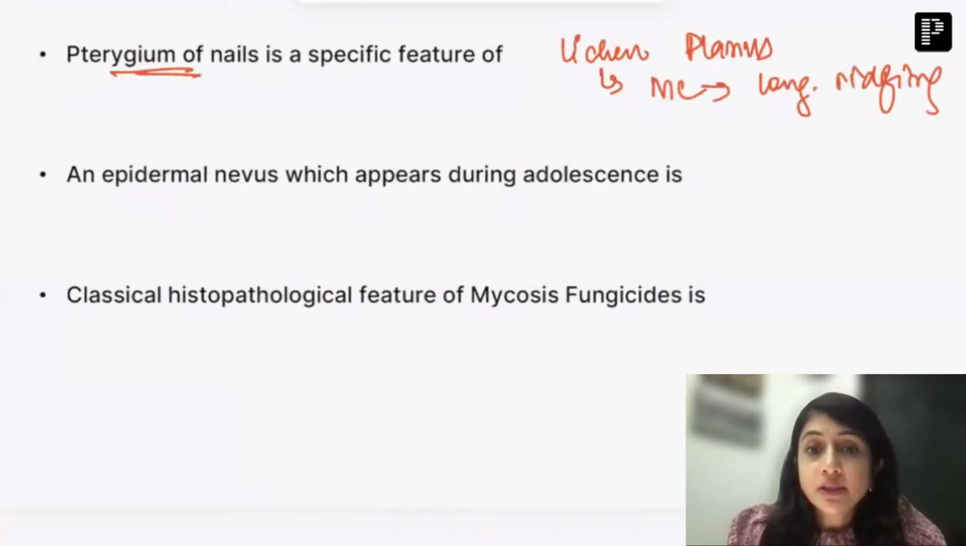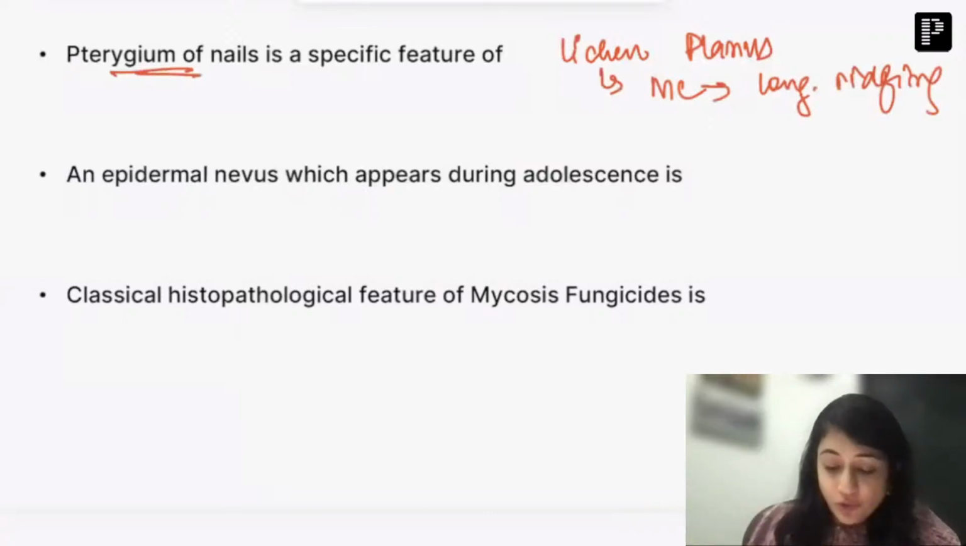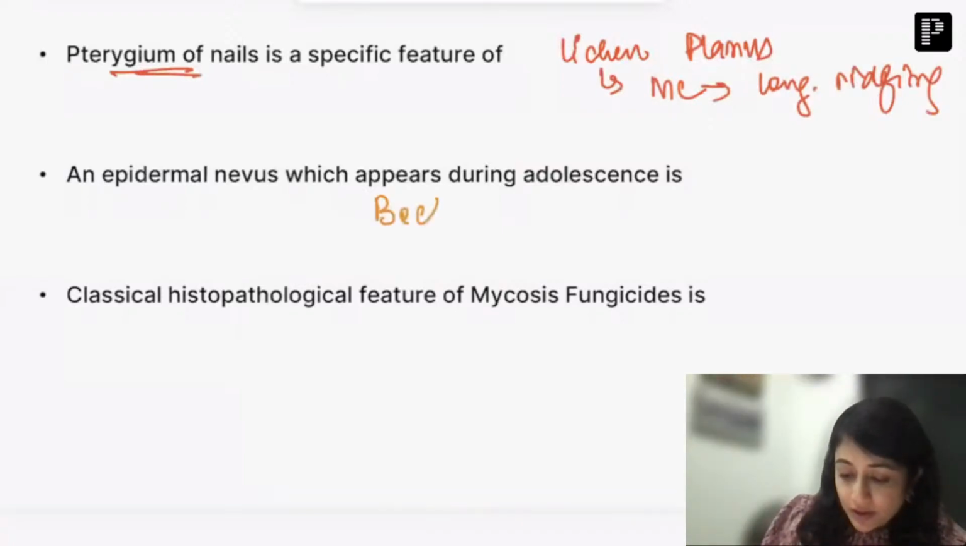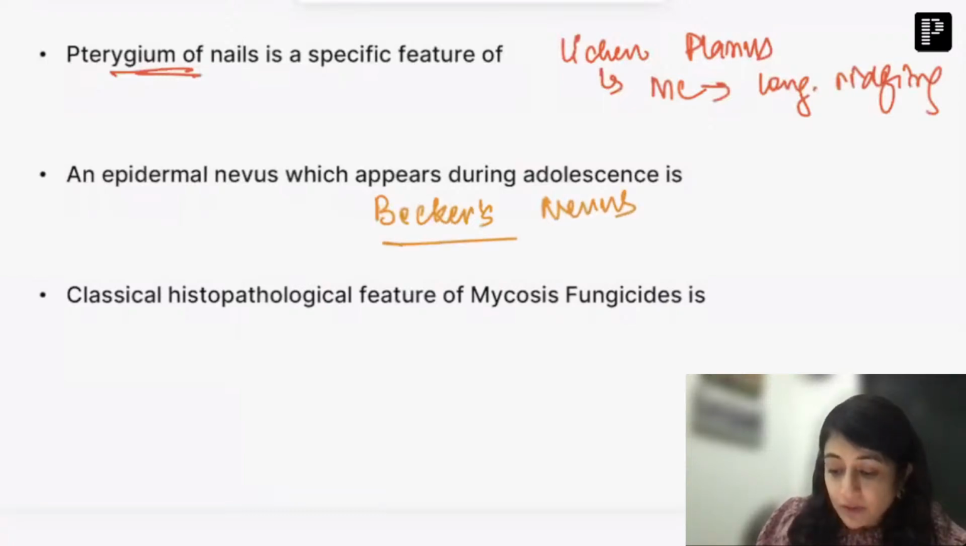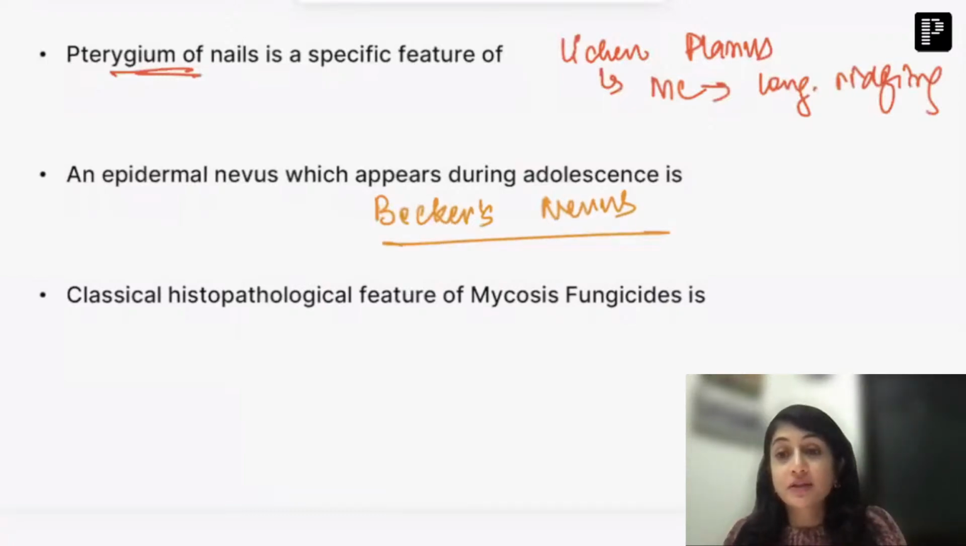Quickly, epidermal nevus which appears during adolescence. At least try to give some answers. Yes, absolutely. It is Becker's nevus. So Becker's nevus is an epidermal nevus, but the characteristic feature of Becker's nevus is it would appear during adolescence, and that is how you diagnose Becker's nevus.